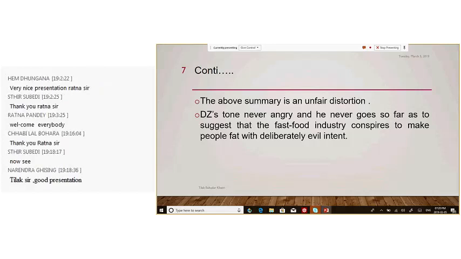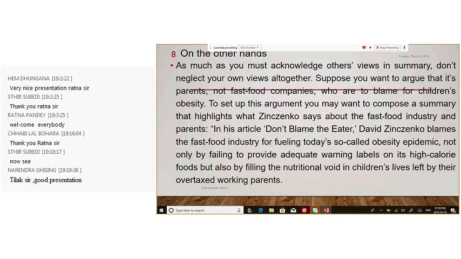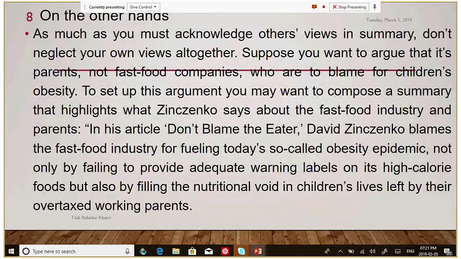On the other end, as much as you must acknowledge others' views in a summary, don't neglect your own views altogether. Suppose you want to argue that it's parents, not fast food companies, who are to blame for children's obesity. To set up this argument, you may want to compose a summary that highlights what Zhenko sees about the fast food industry and parents in the article, "Don't Blame the Eater."